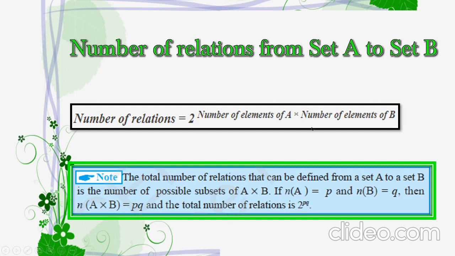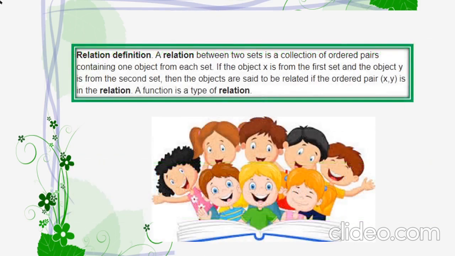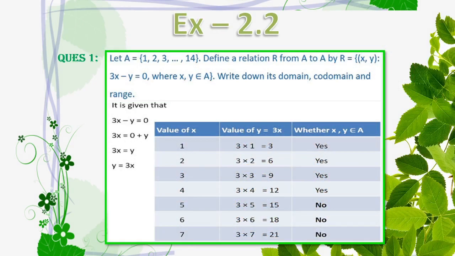Here also we said the same thing. Now relation, what the definition says: a relation between two sets is a collection of ordered pairs containing one object from each set. If the object X is from the first set, then definitely the object Y is from the second set. Then the objects are said to be related if the ordered pair XY is in relation. And a function is also a type of relation, but what is a function? That we will learn in the next video lecture.